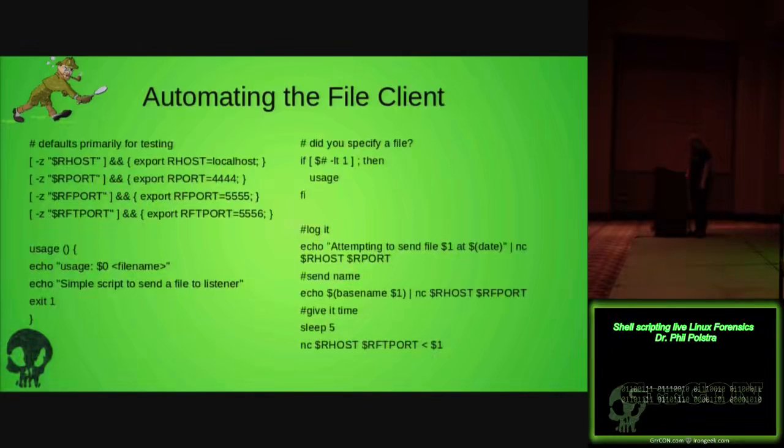What about the client side? All right, so on the client side, these first couple lines are just defaults for testing in case I didn't set up that other stuff that I showed you in a previous script. And it's easy. I just say call the script, give it a file name, and it says, did you give me a file name or not? If you didn't, I'm going to give you usage. I log it to my little log file, and then I send it across. And here's where I wait. I sleep for 5 seconds just to make sure everything is up and going on the other side, and then I send the data.